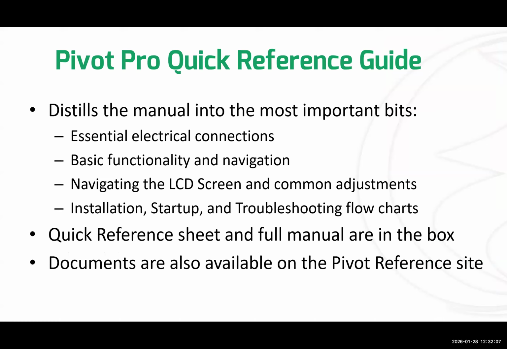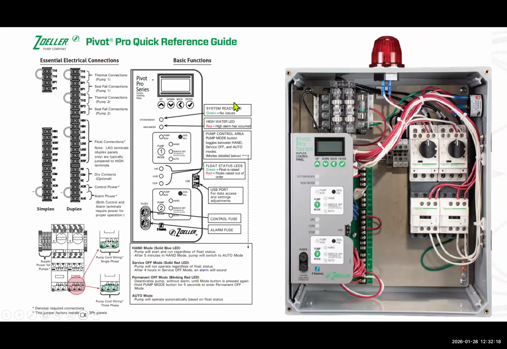So we talked about the standard Pivot quick reference guide. The Pivot Pro quick reference guide is very similar, but it's more thorough because there's more to know on a Pivot Pro. So we'll break down the quick reference guide for the Pivot Pro in a couple of sections. This part looks pretty familiar. Again, we have examples of both the simplex and duplex terminal blocks.